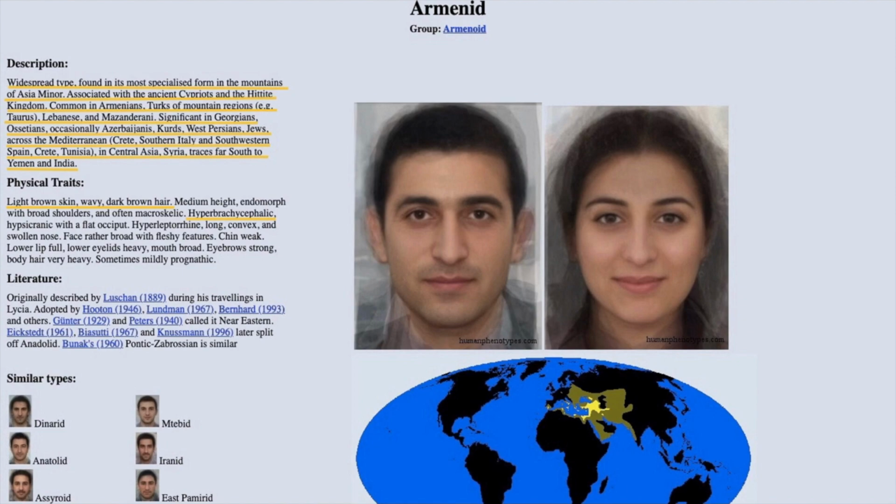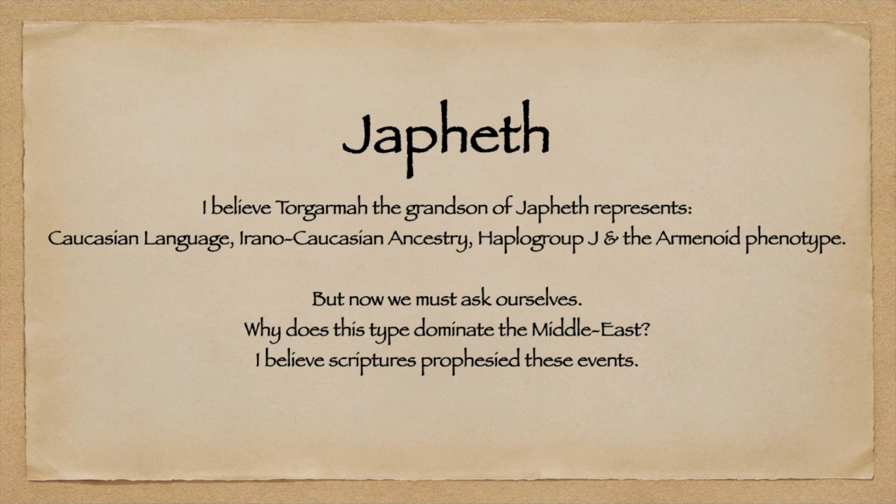I completely agree. I just disagree with the statement that this is a Semitic phenotype. It is not. It is an Indo-European Caucasian phenotype, which is not Semitic. So I believe Togarmah, the grandson of Japheth, represents Caucasian languages, Irano-Caucasian ancestry, haplogroup J, and the Armenoid phenotype. But now we must ask ourselves, why does this type dominate the Middle East? I believe Scripture actually prophesied these events.